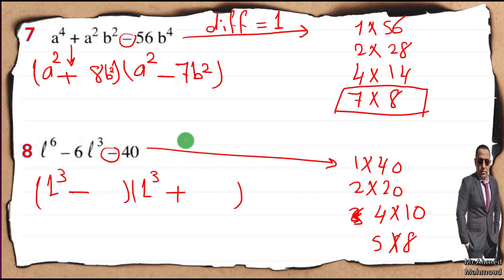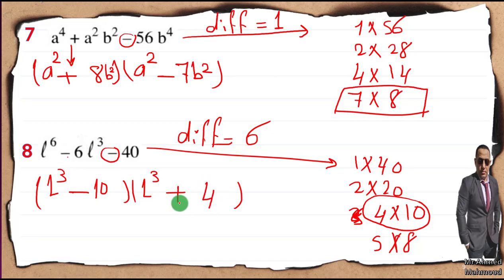I need the difference equal 6. So I'm going to choose two factors. The difference between them is 6. Yes, they are 4 and 10. I'm going to write 10 because this is the bigger one with the middle sign. The middle sign is negative, so this is the negative, so I have here 10 and here I have 4. Okay.